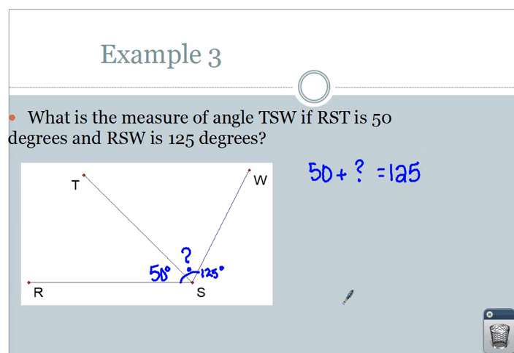So by our vast mathematic abilities, we know that angle is 75 degrees, because they have to add up to 125. That's the angle addition postulate.